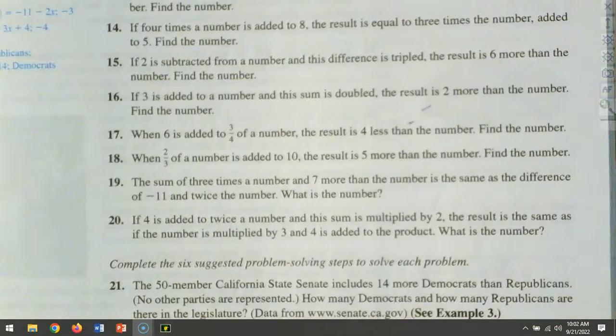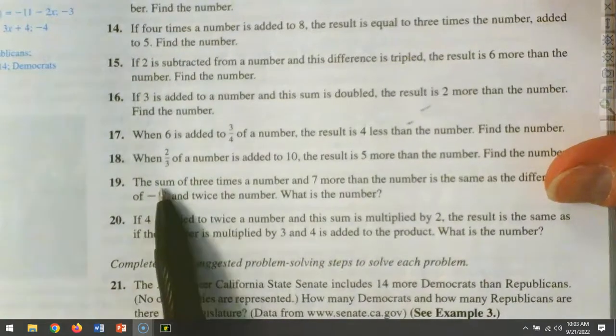So first thing we always do is we read the question, and then we look at it bit for bit. So I always read it as a whole once through, just so I get an idea of what I'm doing, and then I go back and I look at each piece. The sum of 3 times a number and 7 more than the number is the same as the difference of 11 and twice the number. What is the number? So let's think about what we've got here.